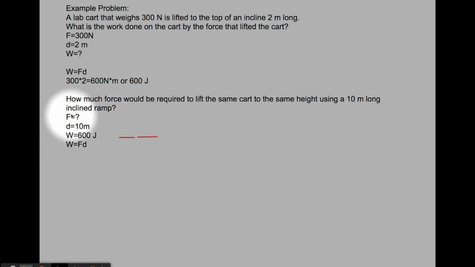So what we have to do, we have our equation. We have our variable. So we just plug this in. 600 joules equals force times 10. So divide both sides by 10. These cancel right here. So 60 newtons.